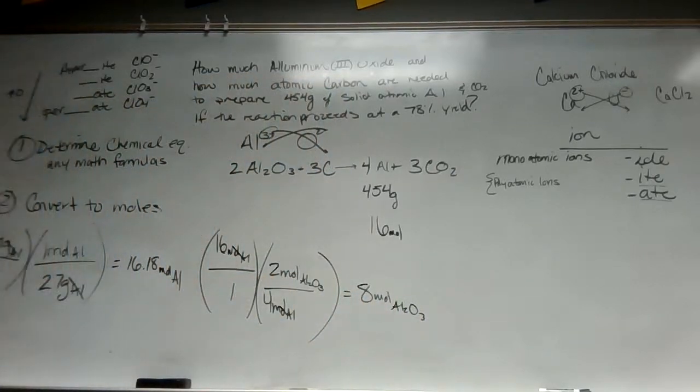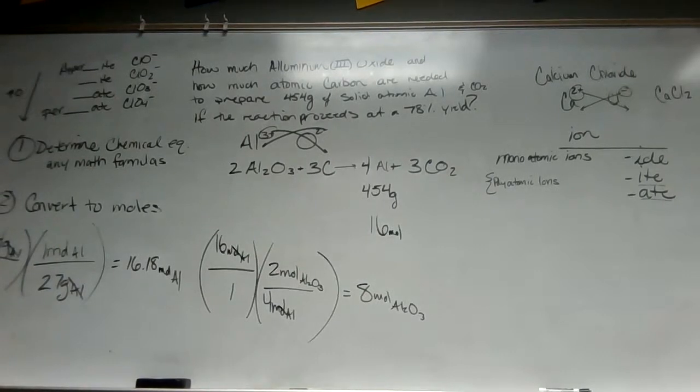So this is if this reaction were to proceed at 100% yield, but we're not. We're at 78% yield. Mathematically, it's pretty easy to determine this. I'd like to stay consistent with that form of dimensional analysis.